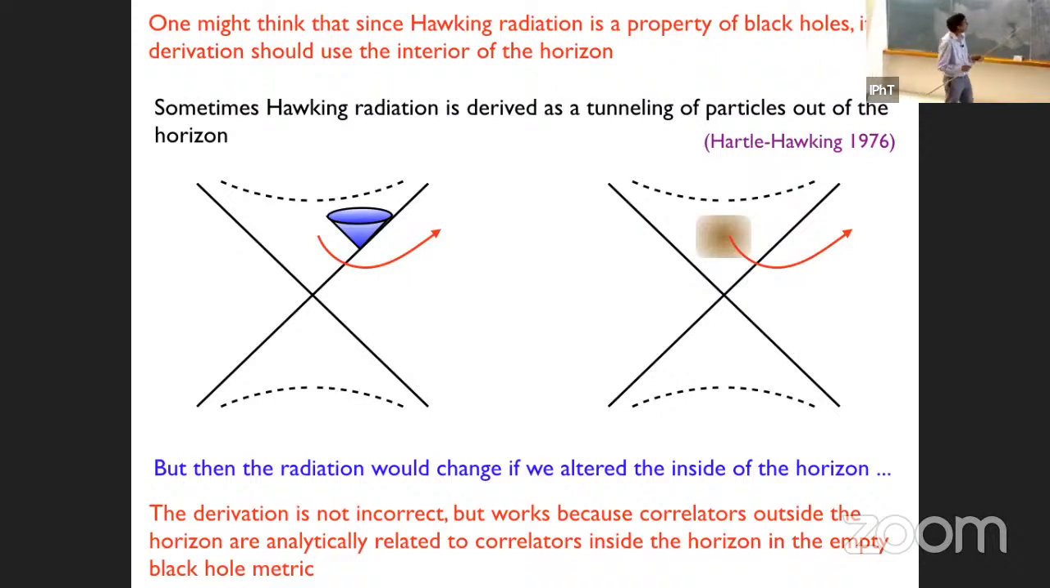This is a little bit confusing at first, because as we saw in Hawking's own derivation, it seemed that we were using light rays going on two sides. We sort of needed the horizon. There's also this other derivation of Hartle and Hawking, which I think Emil was also generalizing in his talk, where you take something from inside and have it tunnel outside. So it seems you really need the inside of the horizon in that method to see what's going out here. Now, is the method then wrong?